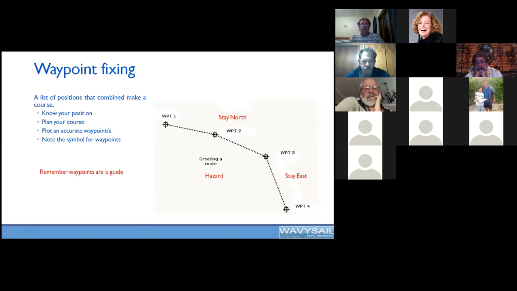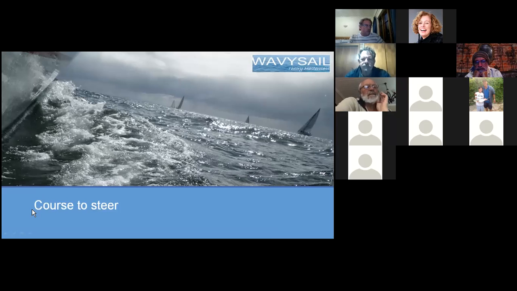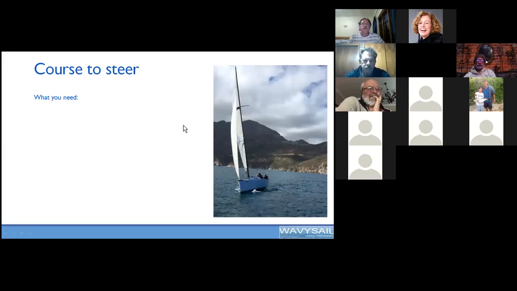Course to steers. Course to steer is a little bit more complicated. Okay, what you need, obviously your start and finish points, where you're going to steer from and to. Your tide, the speed and direction of your tide. So what's the speed, the flow, and the direction? Where is it flowing from and to? Your proposed speed, how fast you're going to be traveling at.